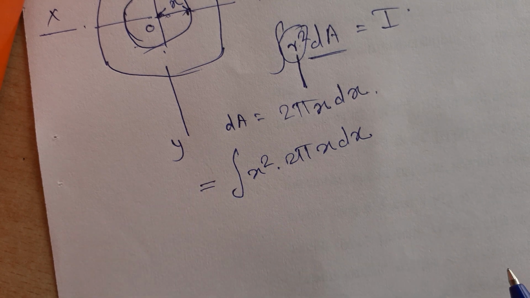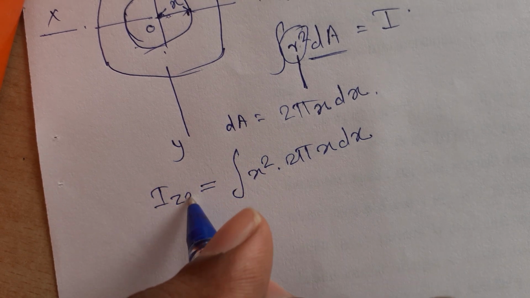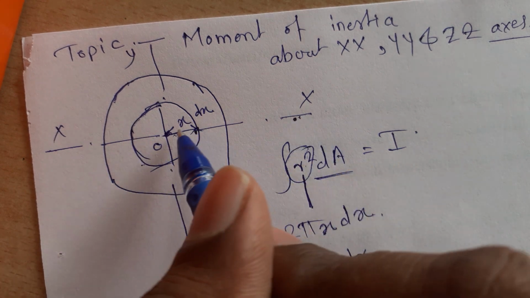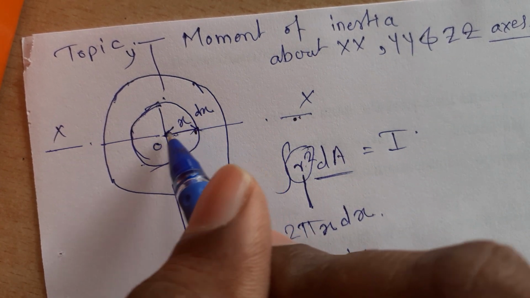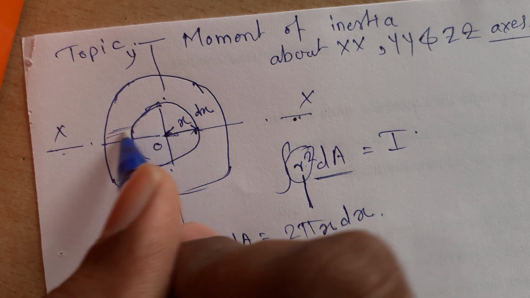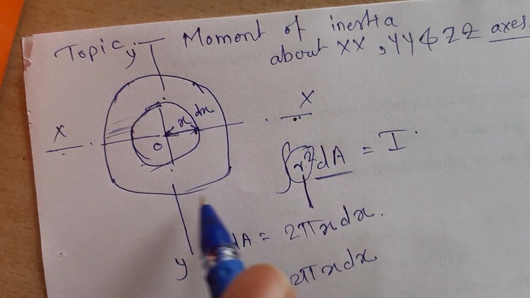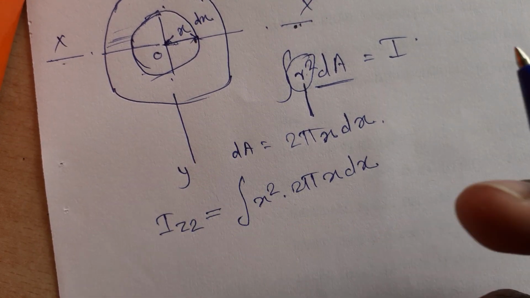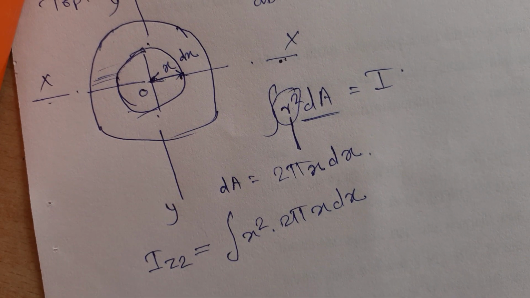So tell me, it is moment of inertia about which axis? I would like to tell you it's about the zz axis. If we consider the xx axis, will the perpendicular distance remain x? No. For these particles it will be different and it goes on varying. So there arises a need to consider another element.